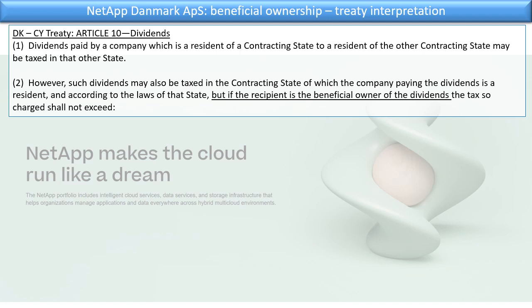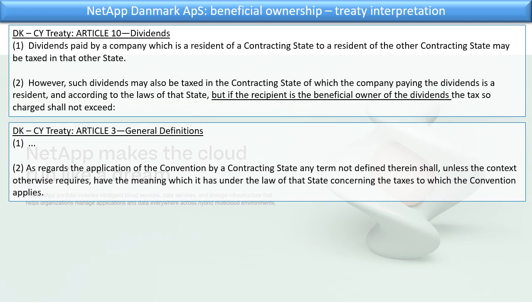If you look at the beginning of the treaty, just to remind you, Article 10, Paragraph 1 says that it is the resident state that can tax, right? But it also says the source state can tax, but it must limit its source tax if the recipient is the beneficial owner of the dividends. And that's what the Danish-Cyprus treaty said as well. So there is this requirement of beneficial ownership, and the court then rightly goes to Article 3.2, and it says as regards the application of the convention by a contracting state, so in this case Denmark, any term not defined therein shall, unless the context otherwise requires, have the meaning which it has under the law of that state concerning the taxes to which the convention applies.